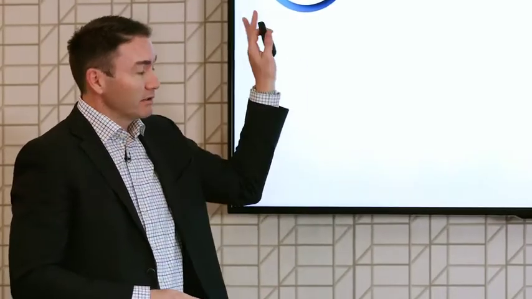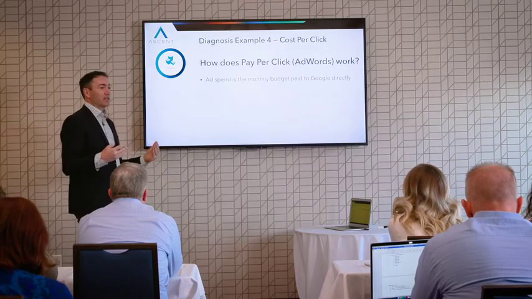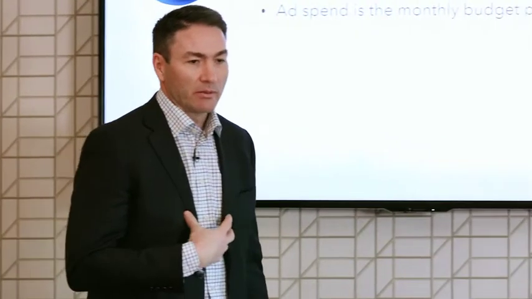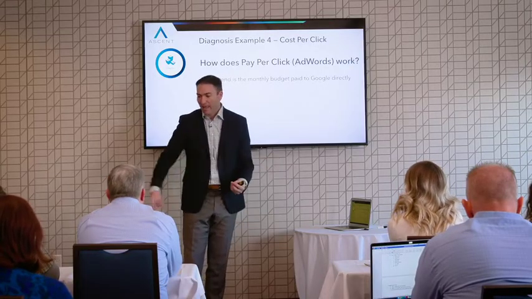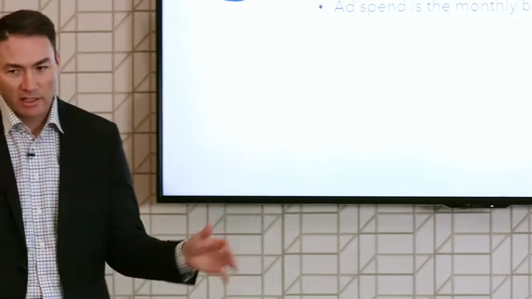If you're going to do pay-per-click, which can be a great way to market a practice, how does that work? First of all, you have to set aside an ad spend. Your ad spend, or your monthly budget, is what you're going to pay directly to Google. So if you go to Ascent to use our pay-per-click management services, your ad spend just passes through us and goes right to Google. We charge you for managing it. They charge you for running the ads.